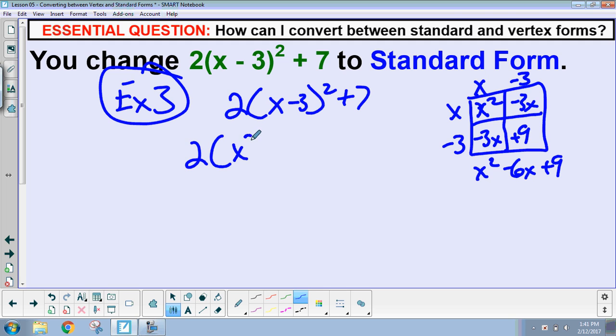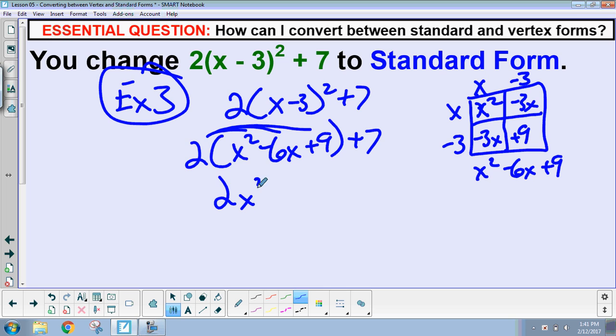And again, I'm following the order of operations. Just multiplying this out. Distribute the 2. 2x squared minus 12x plus 18 plus 7. Combine like terms. We get 2x squared minus 12x plus 25.